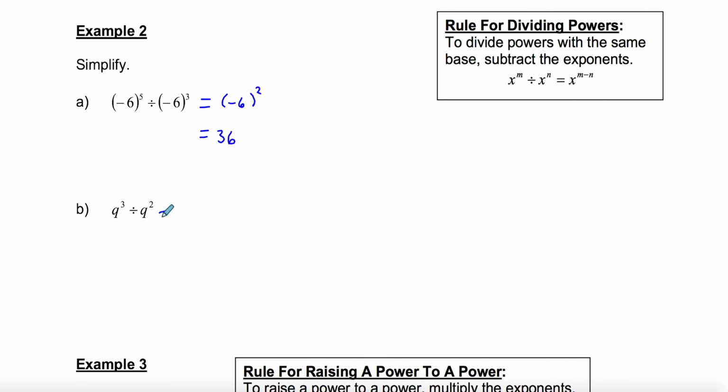Even if you have a variable, you would still subtract the exponents. So 3 minus 2 is 1. Usually we just write that as q.